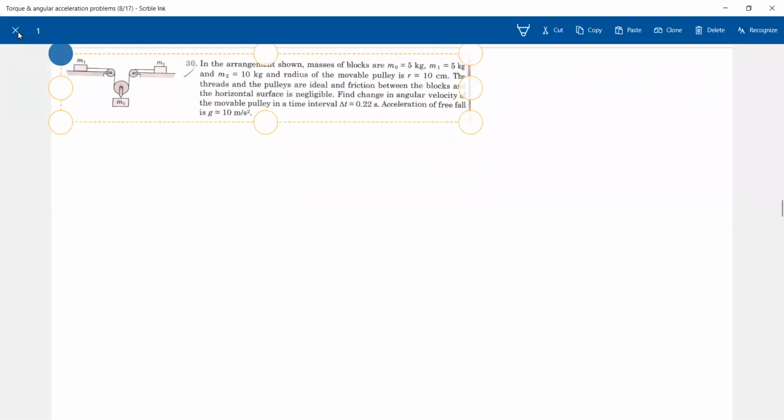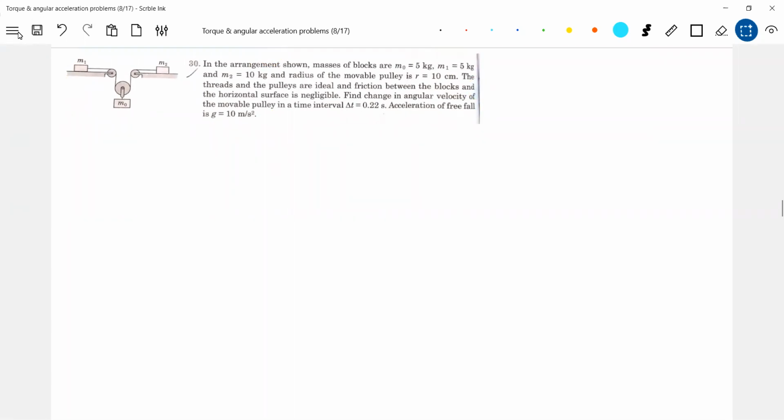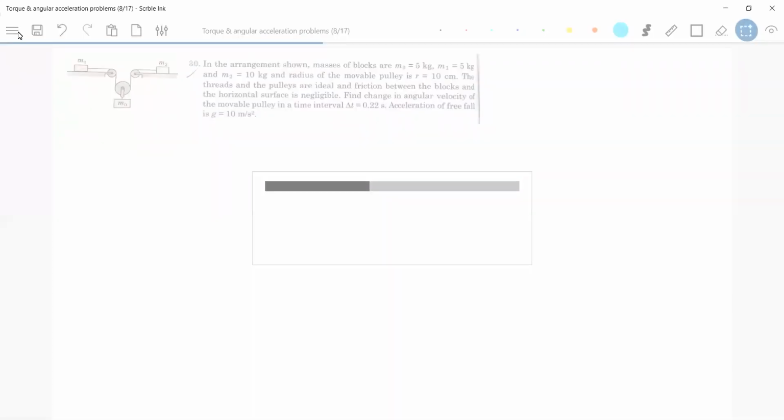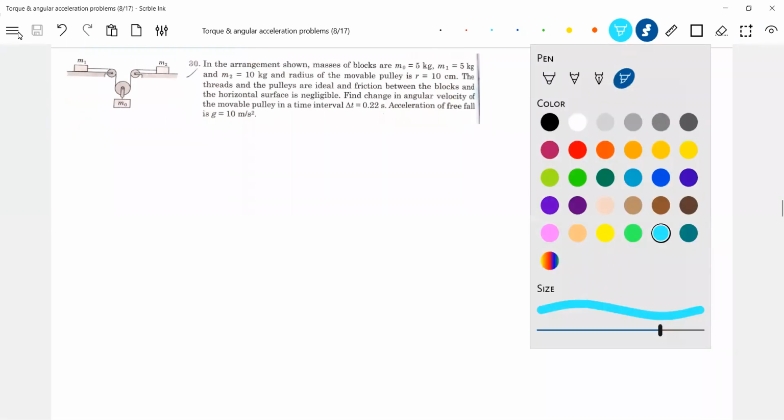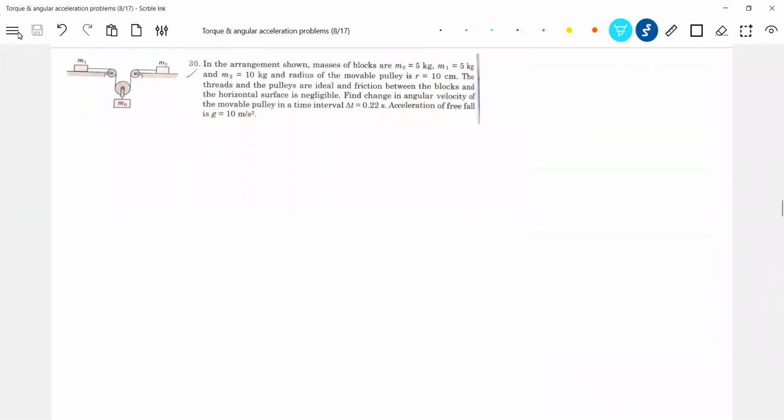I'll magnify the diagram. What is it asking? Find the change in angular velocity of the movable pulley in a time interval delta t. And you see one more part of the question. What is it telling? Pulleys and strings are ideal. The threads and the pulleys are ideal. What do you mean by that?